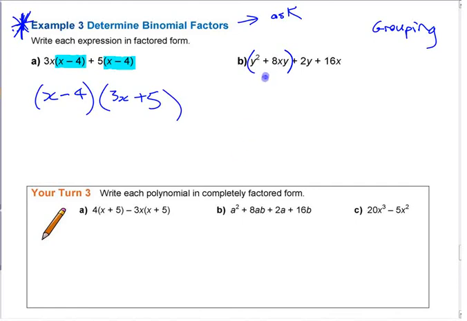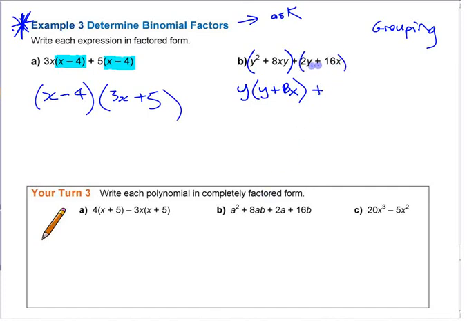Grouping means it might work if you take the greatest common factor out of the first pair. What can I factor out of the first pair again? What do they have in common? They have a y in common, right? What happens if I factor a y out of that? What do I get? Y plus 8x.